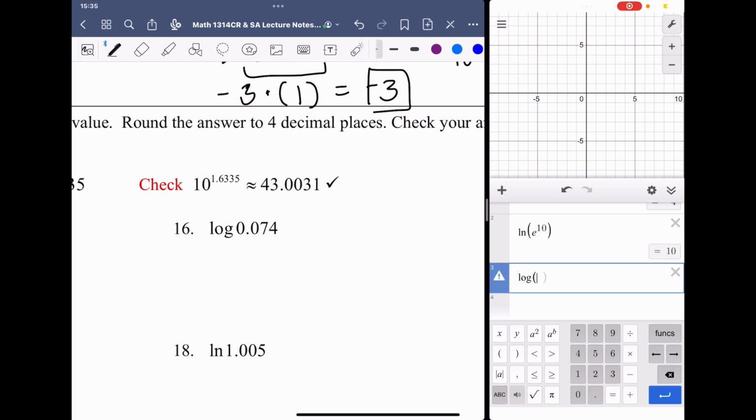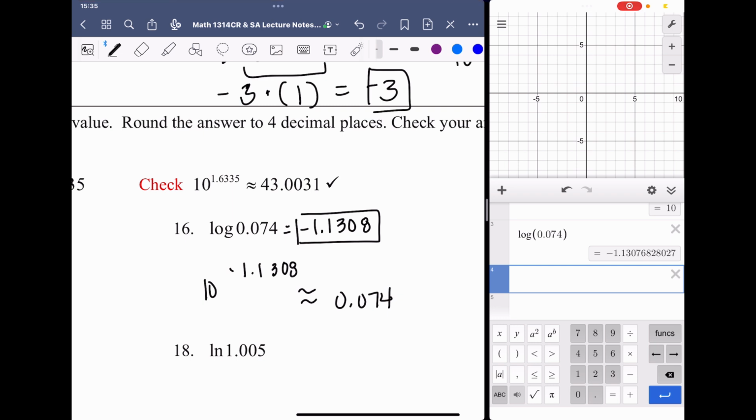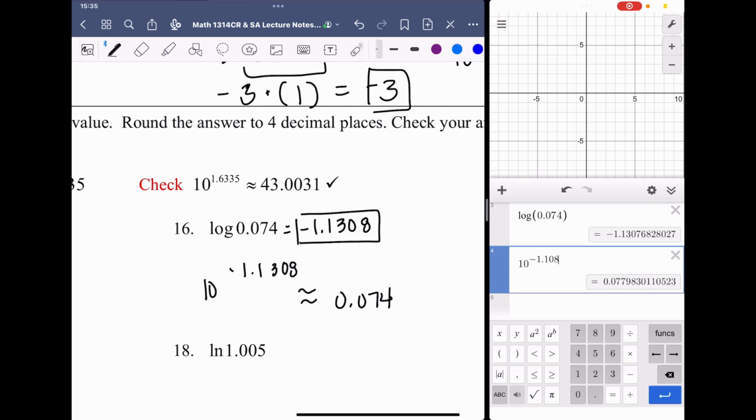So this one's going to be log of 0.074. So I get negative 1.1308. To check it, it'd be 10 raised to negative 1.1308 is approximately 0.074. So there you go. Make that 3 of 4.